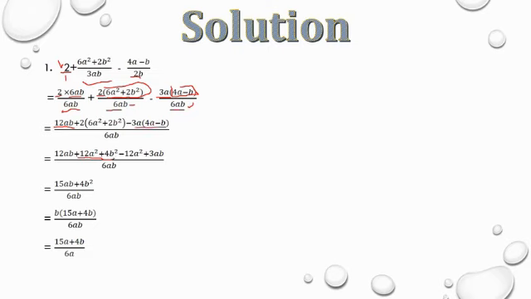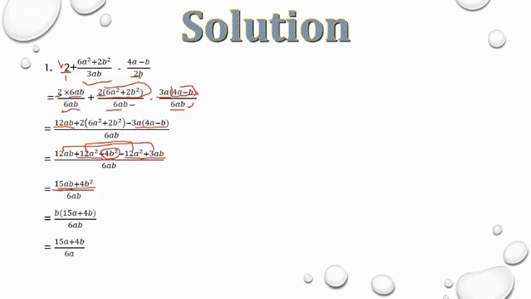Okay, so we are now simplifying the numerator. If we add 12ab and 3ab, we get 15ab. And if we add 12a² minus 12a², we get a 0, and we are left with 4b² on our numerator. So it will be 15ab + 4b², and on our denominator we've got 6ab.